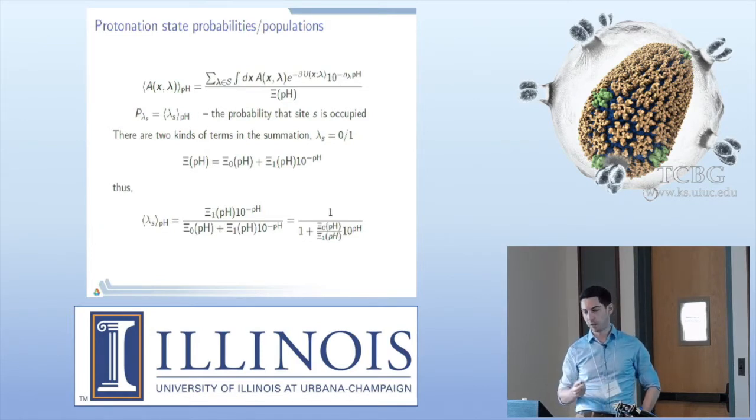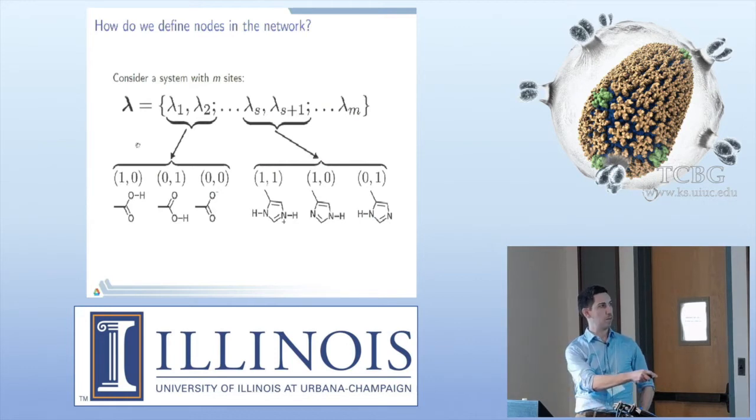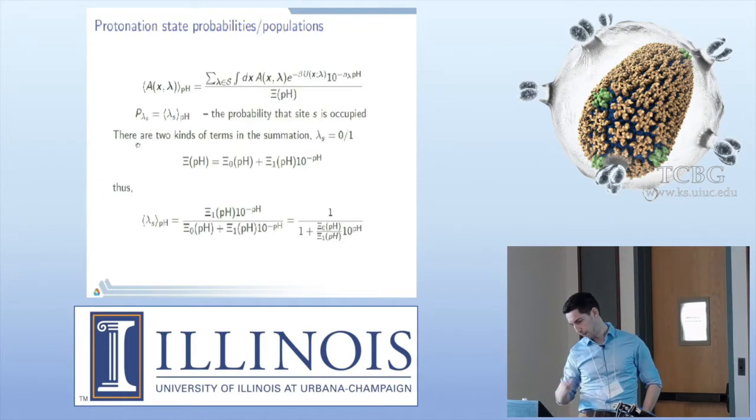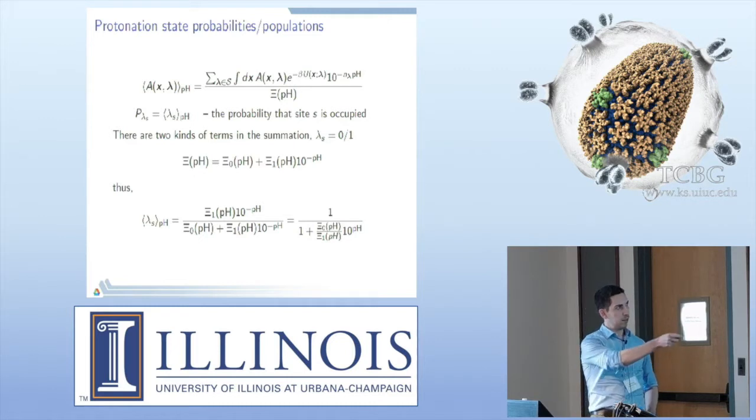You can do more complicated things. So for histidine here, if I wanted to know the probability that I have this particular state, it's actually a combination of these two elements of lambda. They're very simple linear combinations, but maybe it's more nuanced than that. The trick here is that in this summation there are pretty much only two kinds of terms. There will be the terms where the particular lambda I'm looking at, or combination of lambdas I'm looking at, is 0, and which is 1. So you can just divide that sum into two sets of identical terms.